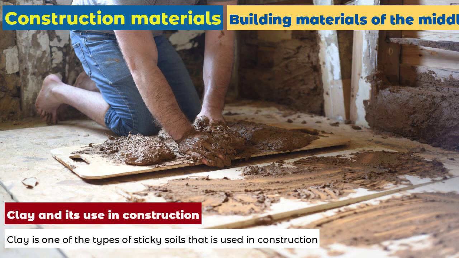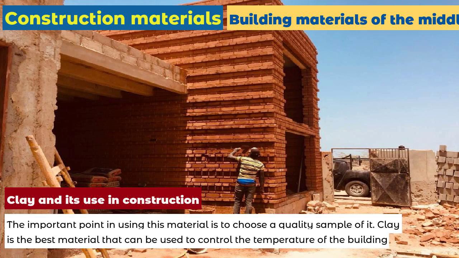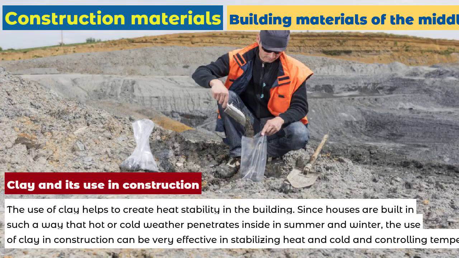Clay is one of the types of sticky soils that is used in construction. This soil is the result of erosion of metamorphic and igneous rocks, and because of its very fine grains, it is also called colloid. The important point in using this material is to choose a quality sample of it. Clay is the best material that can be used to control the temperature of the building. The use of clay helps to create heat stability in the building.